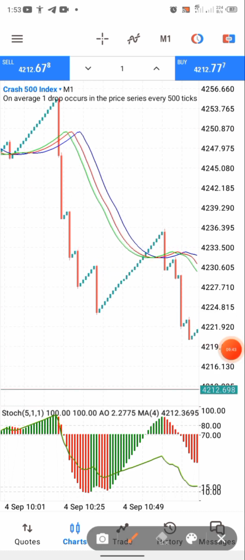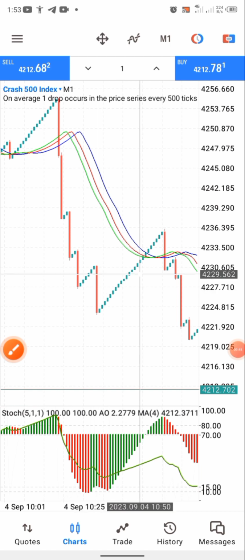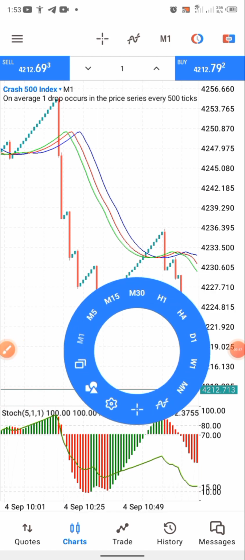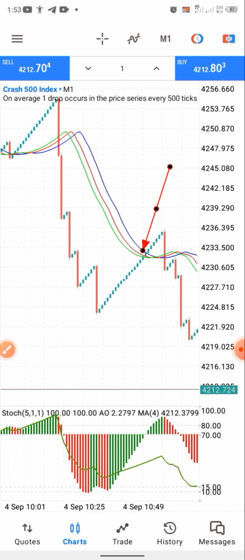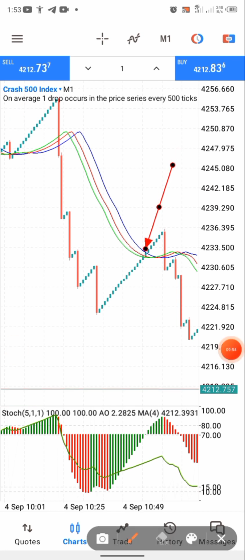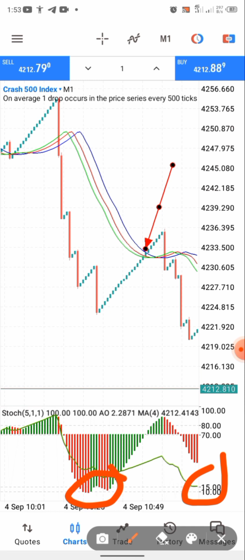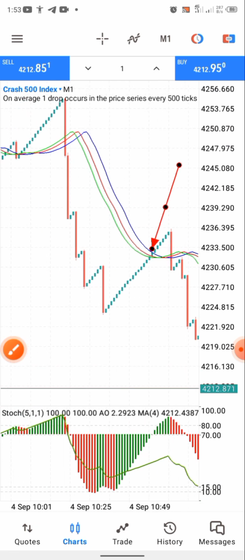Also remember this as well. You can see that the awesome oscillator is at the 10 to 15 levels, and also changing its volume from red to green. And you can see the moving average is not reaching the 15 or 10 levels. That's just risky. The confirmation is not yet clear.